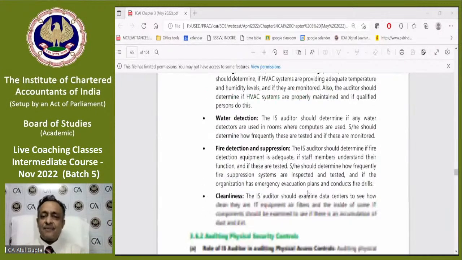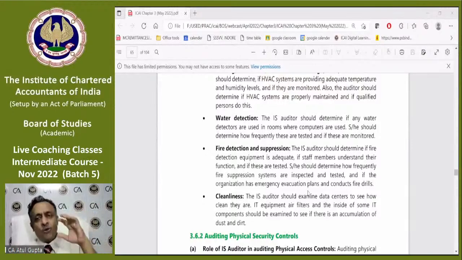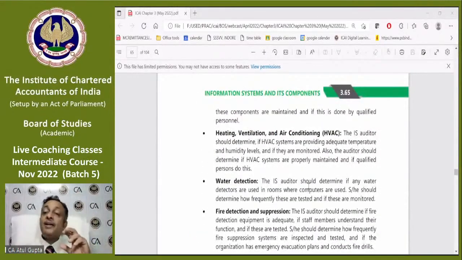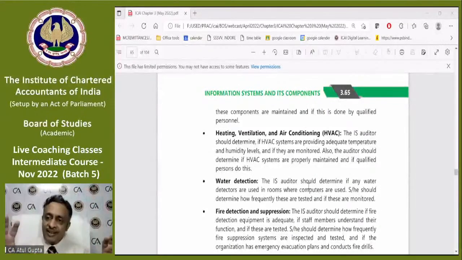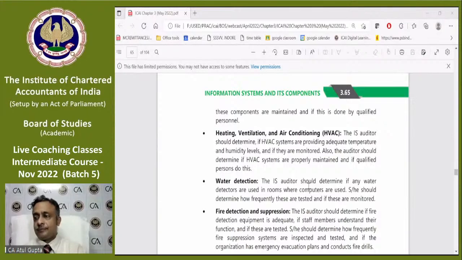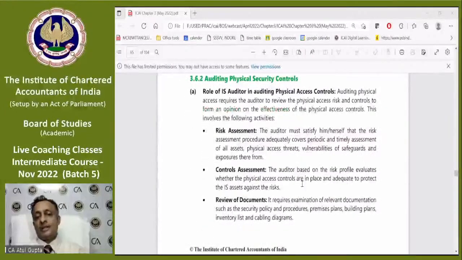Then the next ones are clear: water detection and fire detection, you have read them. They are basically part of environmental controls. So as an auditor, for environmental controls, you look for the existence of control and their effectiveness. Let us go to the second aspect. It requires some detailing, so this will go into detail.